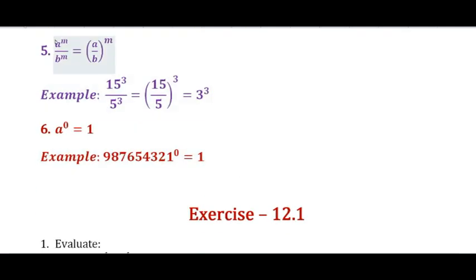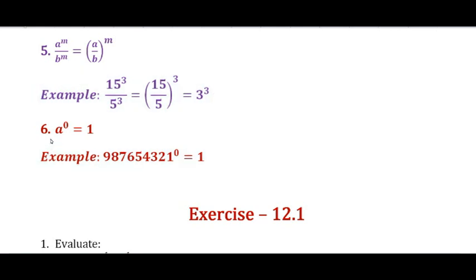Then in point number 5, a to the power m divided by b to the power m. Suppose it is divided and the base is different, that means you have to divide the bases and both the numerator and denominator will carry the same exponent. That is point number 5. And in the example here we have 15 to the power 3 by 5 to the power 3 equal to 15 by 5 to the power 3. That means 5 3s are 15, so 3 to the power 3.